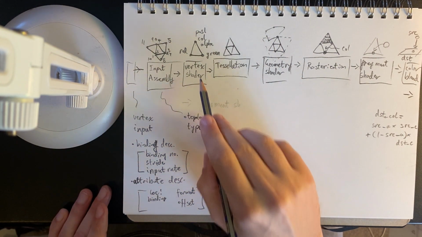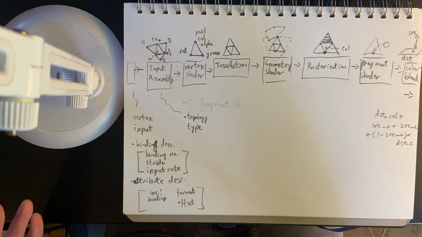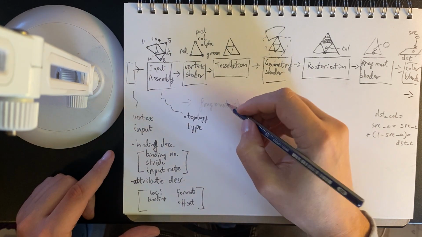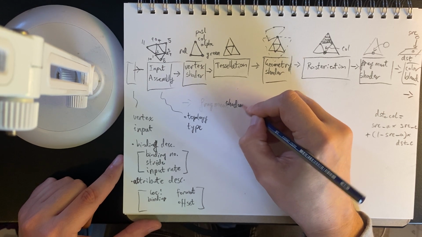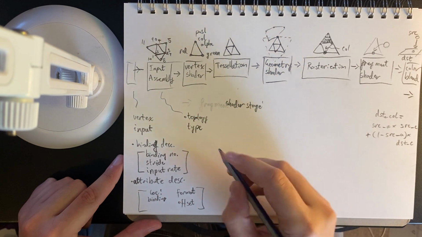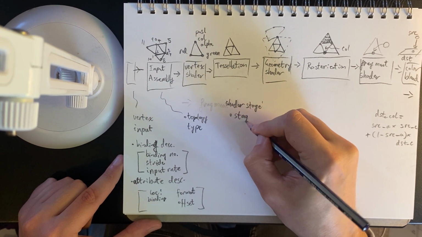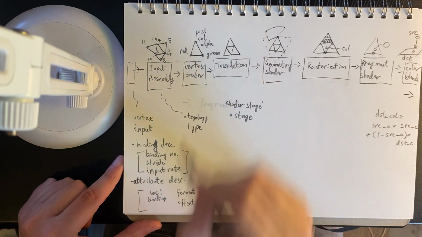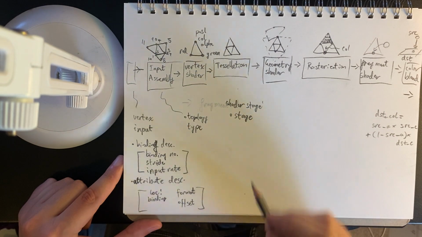Now, vertex shader, geometry shader, fragment shader. What do these all have in common? They all have shaders. So there's a Vulkan structure called a shader stage, which handles all of these. We specify the type of stage. So for this one, it would be vertex. This would be geometry stage. This would be fragment stage.